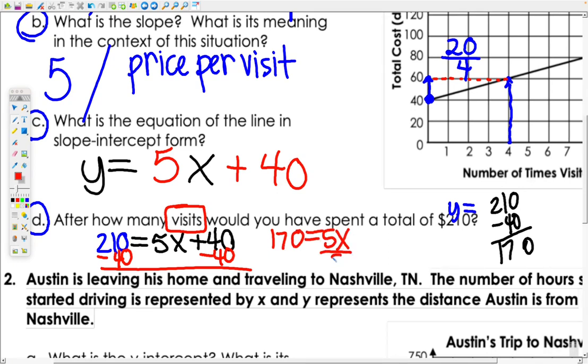Now, when you divide by 5, how many visits? 34. That was 34. Yeah, right, because I'm hearing 35. Okay, maybe I heard the wrong thing then.